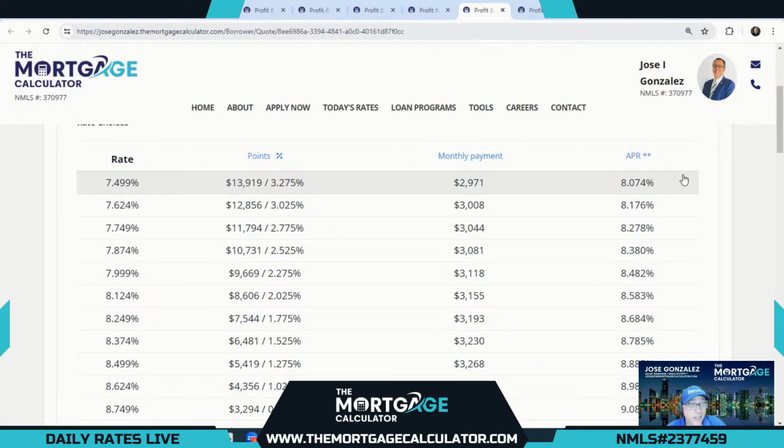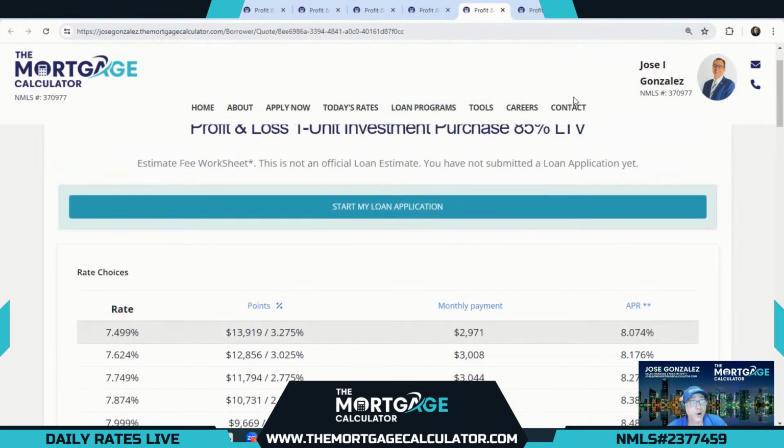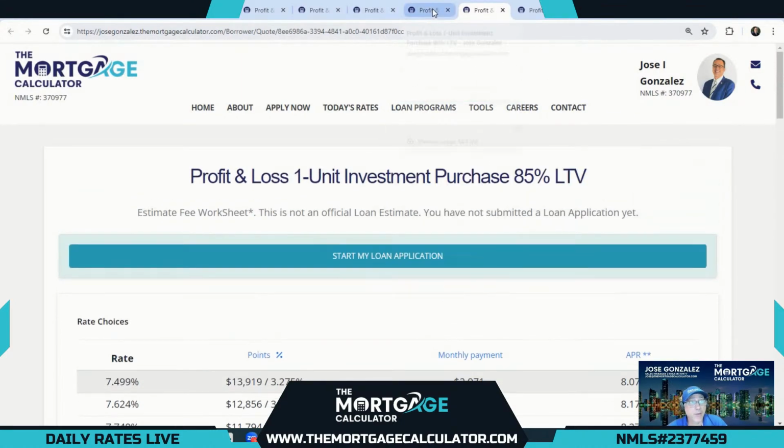And that's because not only is it 5% lower LTV at the max, but here we have a 5-year prepay, and the 5-year prepay does definitely allow the rate to be much lower. So this is for our maximum LTV profit and loss investment purchase.